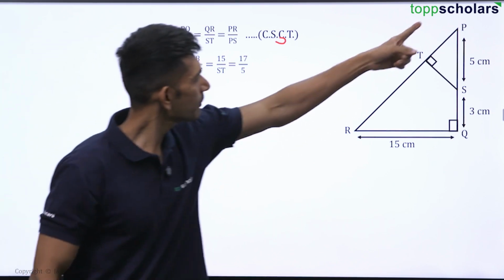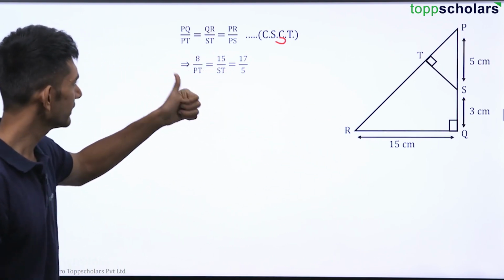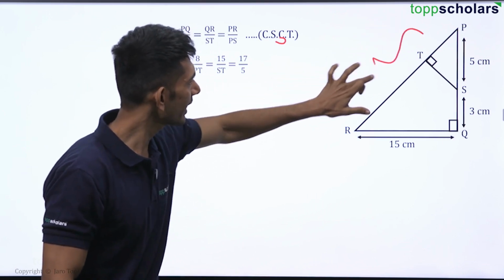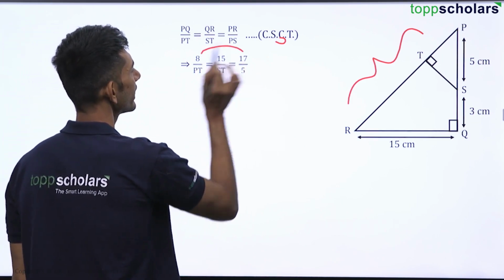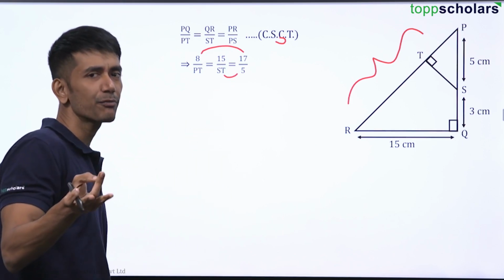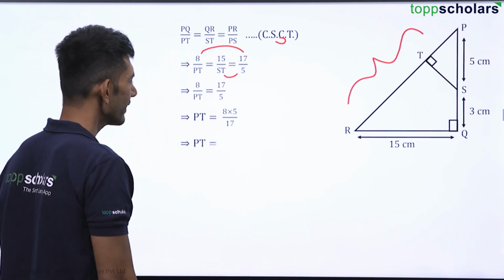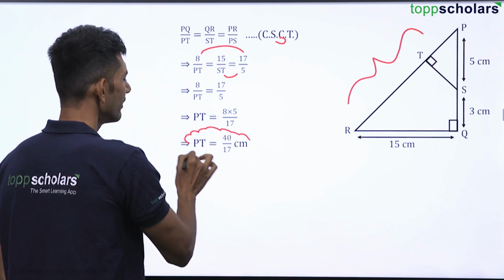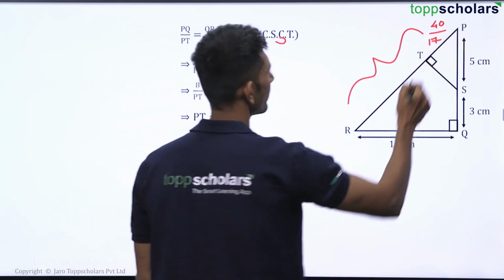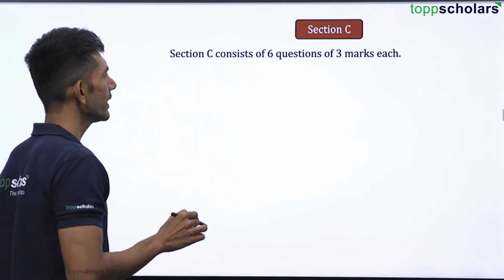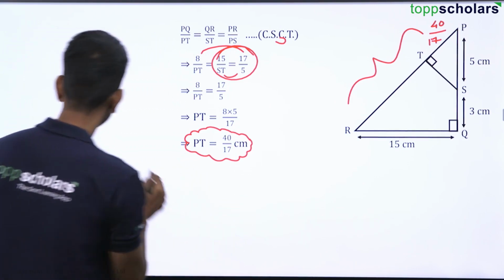PQ is 8, entire PQ. PT, we don't know. QR is 15, ST we don't know. PR is 17, this entire part is 17 and PS is 5. So firstly, you can take the first and the third ratio. Then you can take the second and the third ratio and get the values of PT and ST respectively. So 8 by PT is equal to 17 by 5. So PT is equal to 8 into 5 by 17, that is 40 by 17. Don't go in fractions, keep this as your final answer, not needed. So PT is 40 by 17. Similarly, take these 2 ratios now, 15 by, okay, so ST obviously we have to solve because that was the third question. So ST will be what?